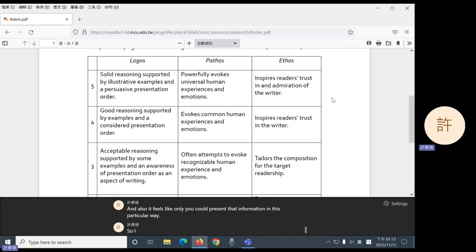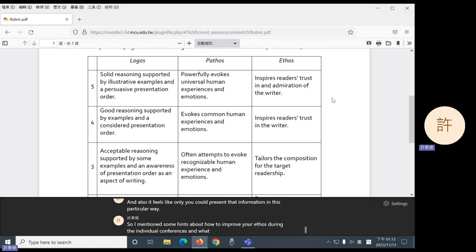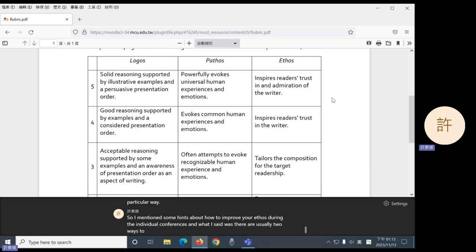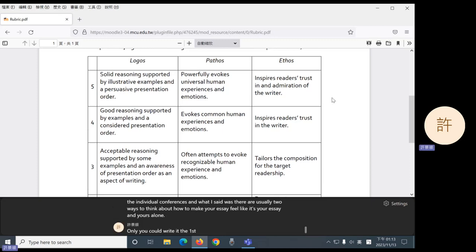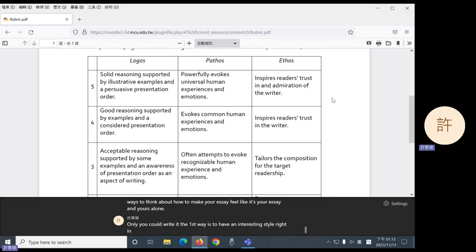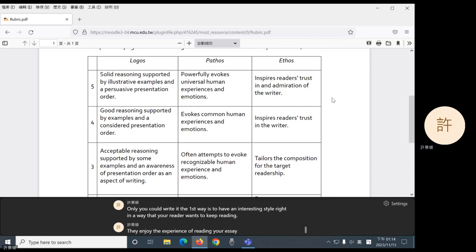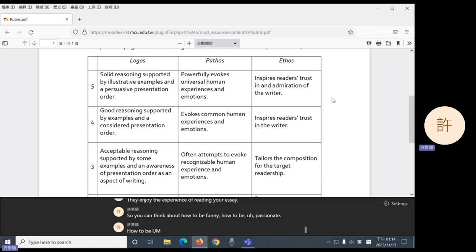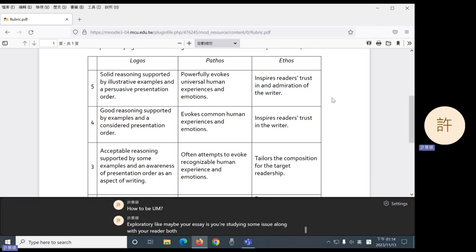So I mentioned some hints about how to improve your ethos during the individual conferences. And what I said was, there are usually two ways to think about how to make your essay feel like it's your essay and yours alone. Only you could write it. The first way is to have an interesting style. Write in a way that your reader wants to keep reading. They enjoy the experience of reading your essay. So you can think about how to be funny, how to be passionate, how to be exploratory. Like maybe your essay is you're studying some issue along with your reader. Both of you are exploring this issue together.